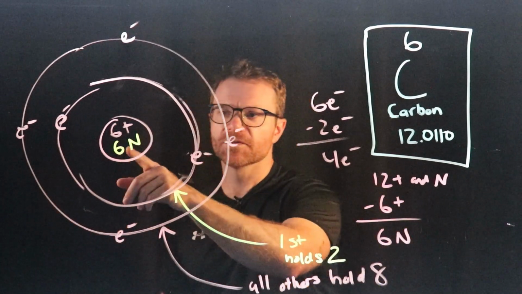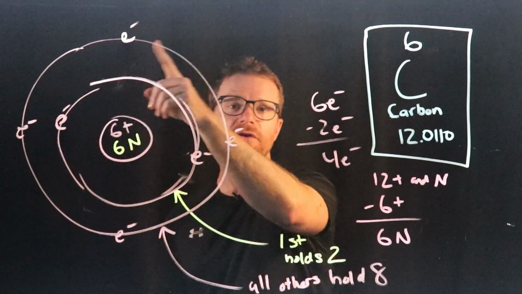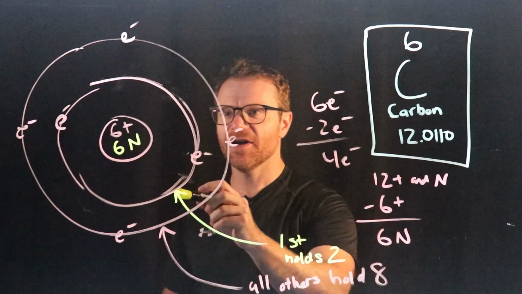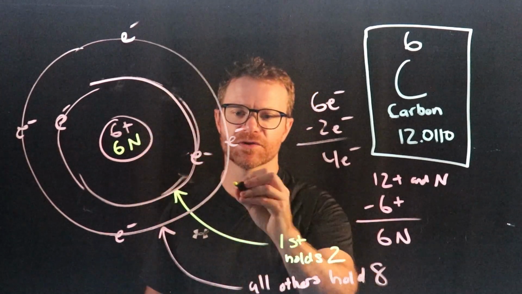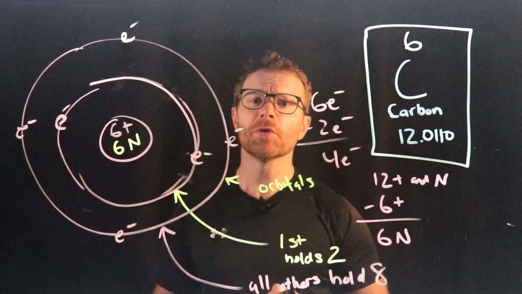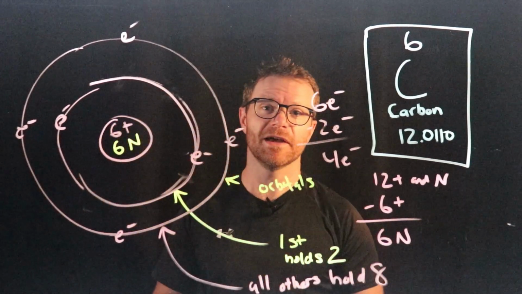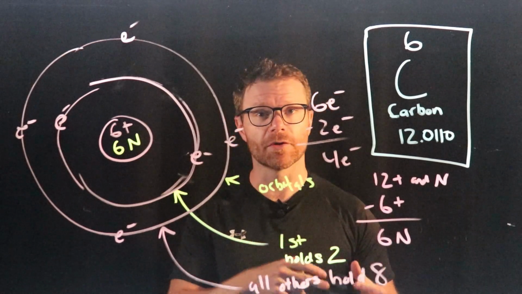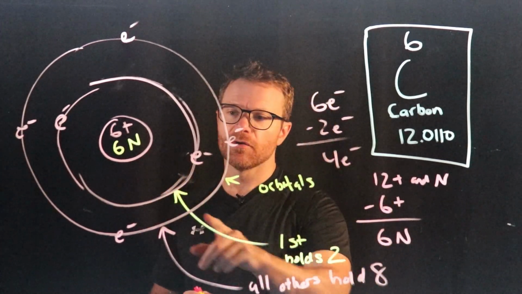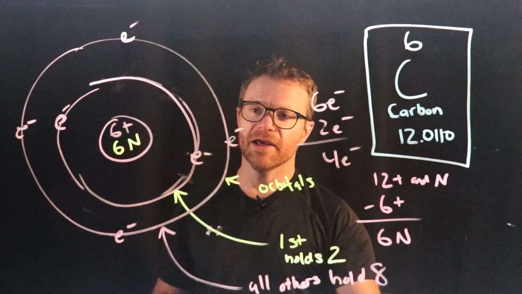Okay, so we have our nucleus with 6 protons and 6 neutrons. Then orbiting the nucleus, we have our electrons. The electrons exist in these very specific energy levels, which are sometimes called orbitals. And orbitals are kind of easy to remember because the electrons are orbiting the nucleus, like the moon orbits the Earth or the Earth orbits the sun. The first orbital can hold 2 electrons, and then all other orbitals after that can hold 8.